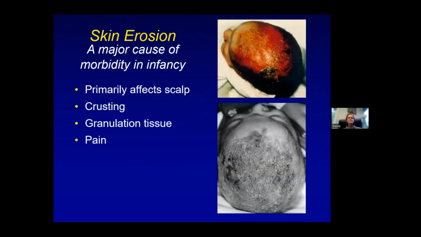Next slide. We'll talk a little bit about, this was a slide I thought was coming up earlier, the skin erosions in AEC syndrome and the P63s, which are a major cause of morbidity in infancy, and we don't have well-established guidelines for how to treat this. It primarily, as I mentioned, affects the scalp, but it can be total body, and that's where it's the most life-threatening. And as the condition progresses in postnatal life, it has associated crusting and granulation tissue and really severe pain that's associated with that. Next slide.